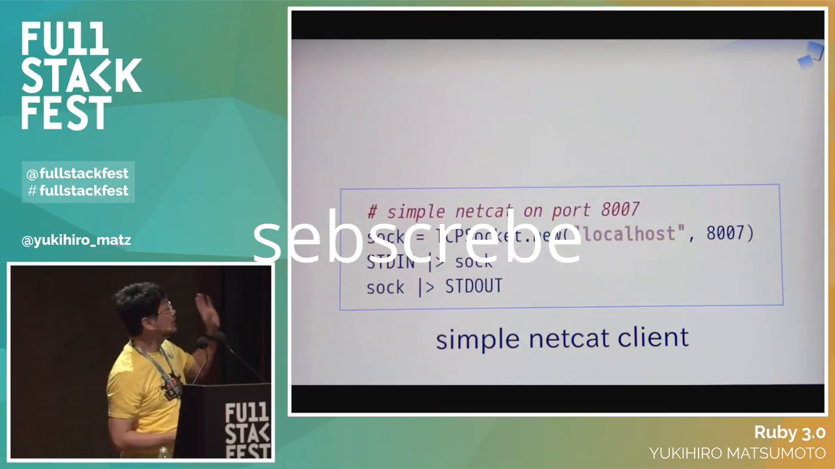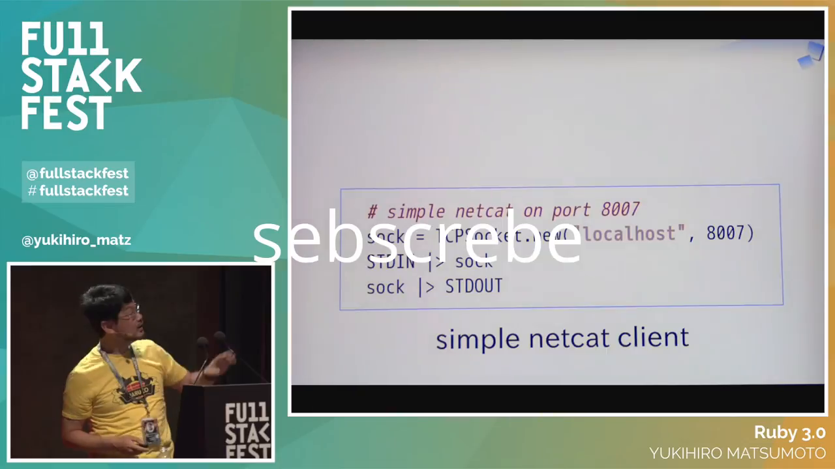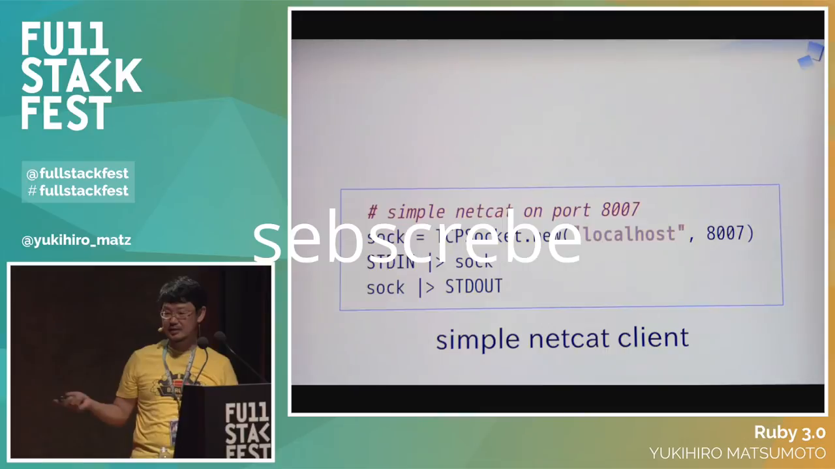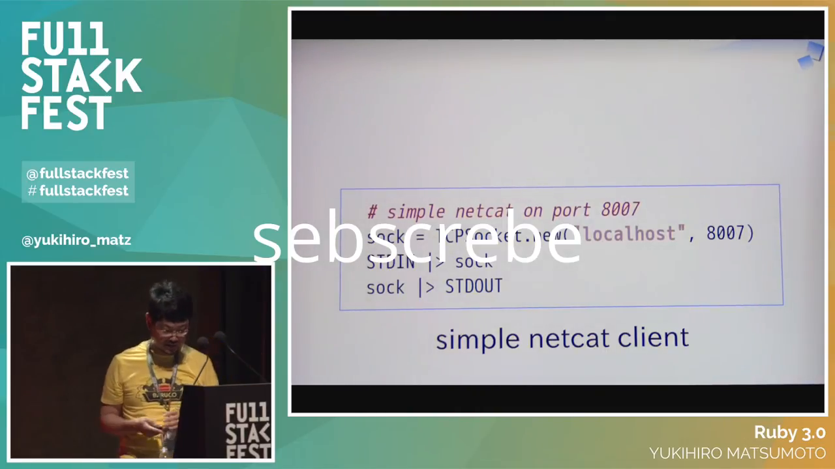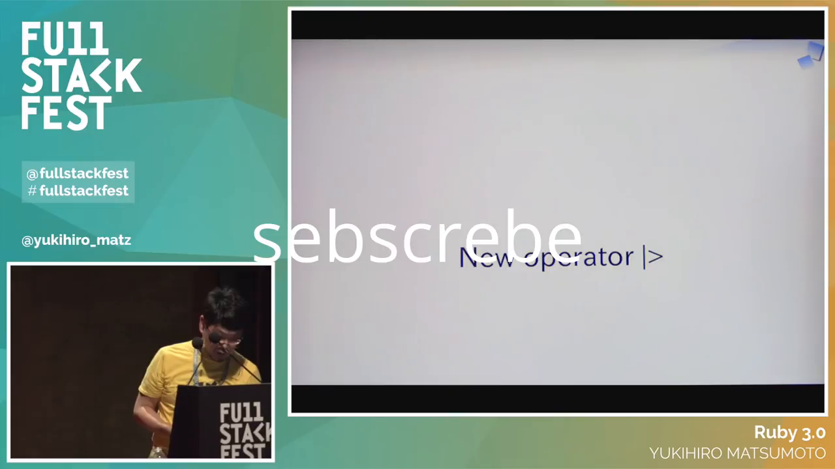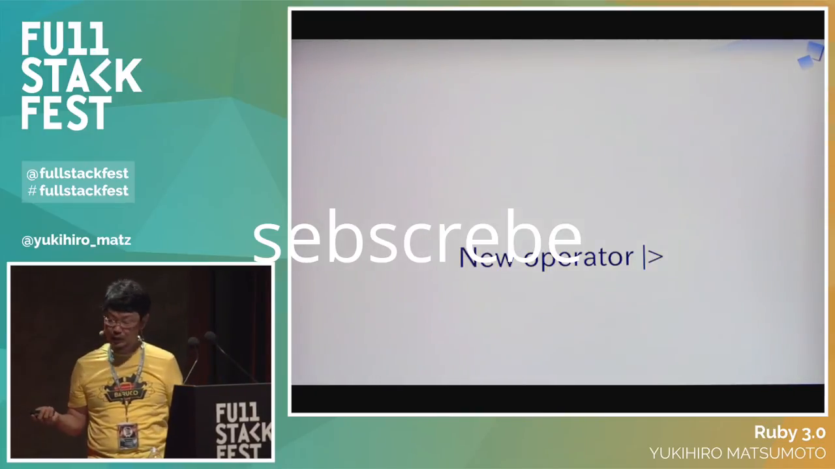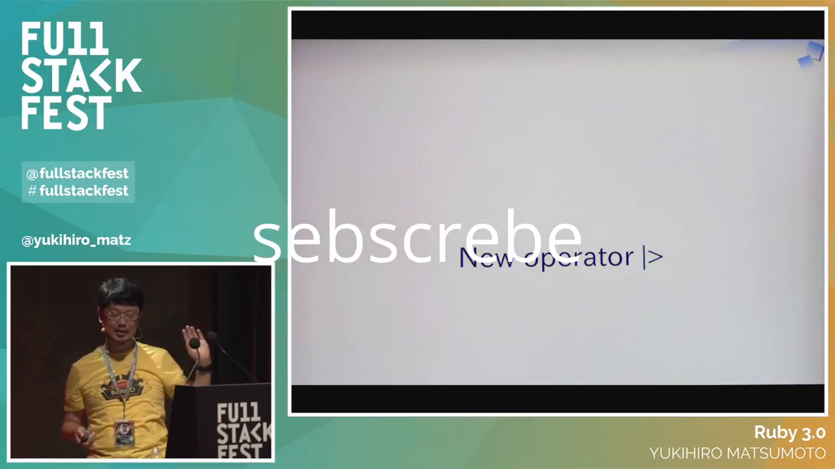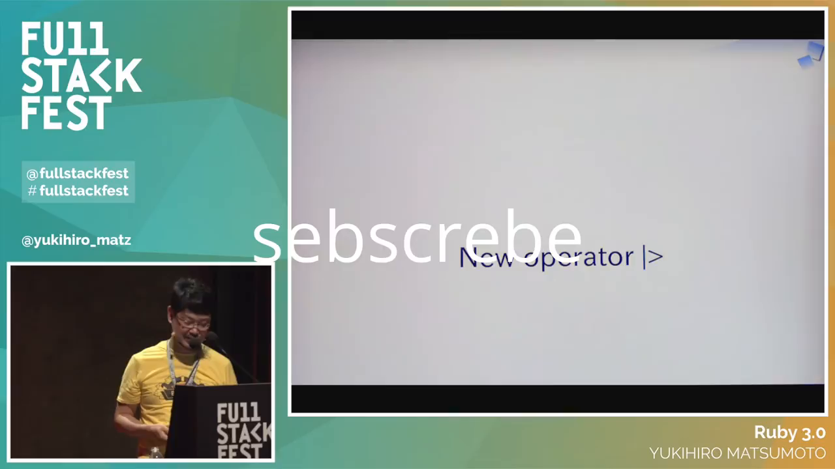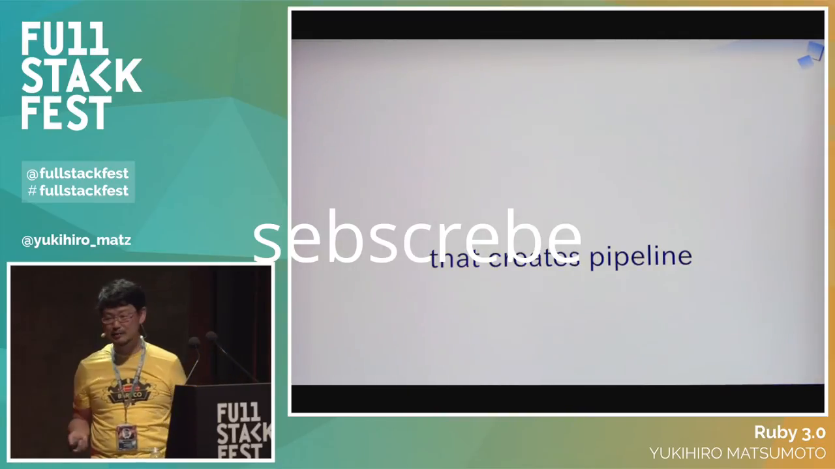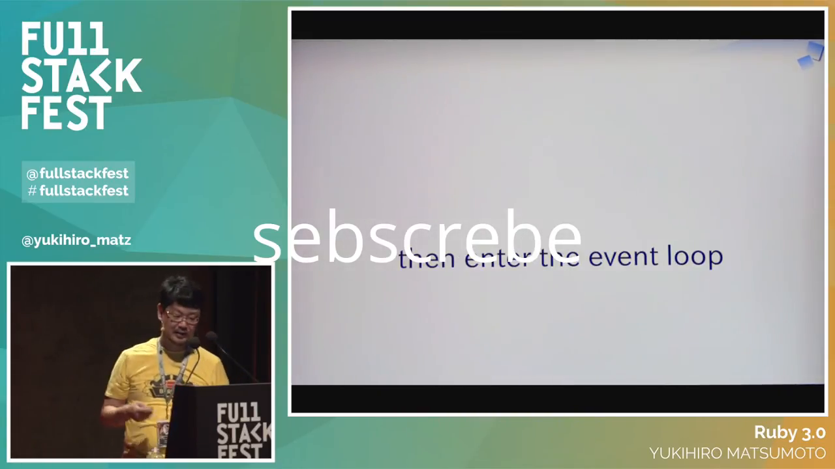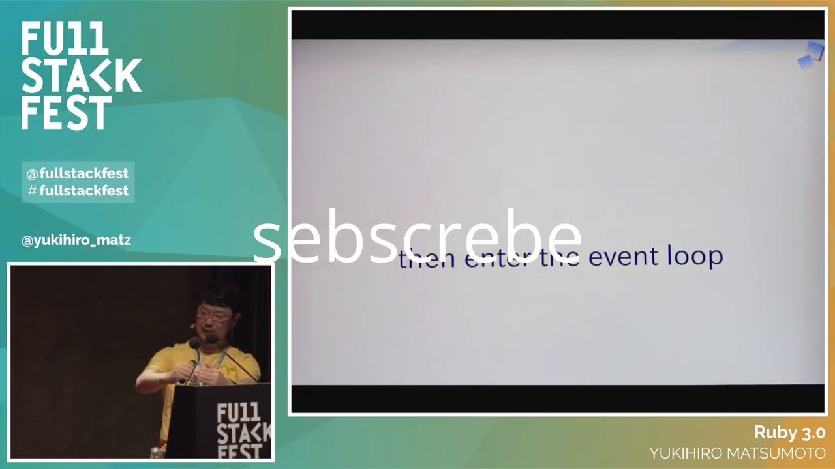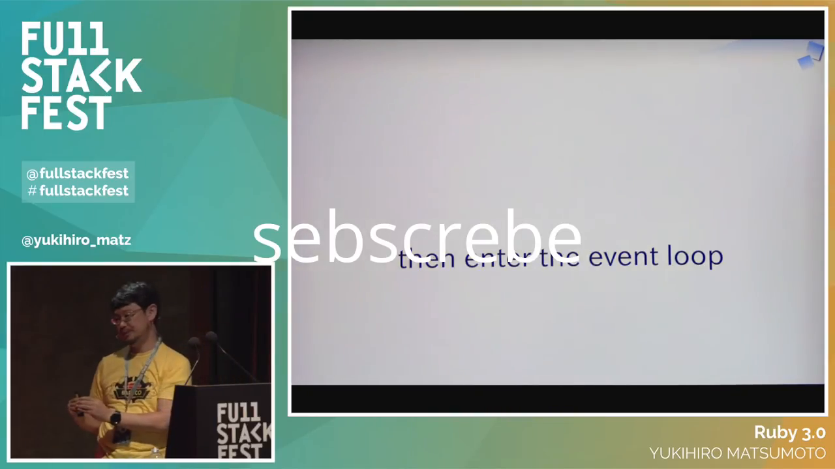So unlike shell programming, the pipeline operators just prepare the pipeline. It doesn't run at this point. We don't promise anything, but we will introduce the new pipeline operator, which creates the pipeline. Then at the end of the program, the virtual machine will enter the event loop.